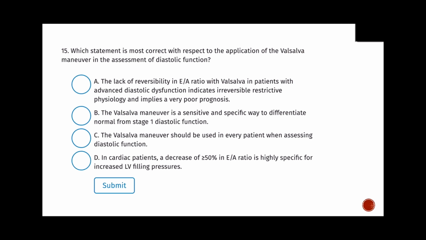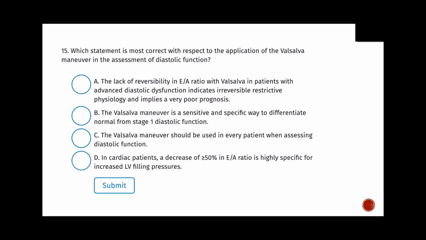So lack of reversibility of E to A with Valsalva in patients with advanced diastolic function indicates irreversible restrictive physiology and poor prognosis. Valsalva maneuver is a sensitive and specific way to differentiate normal from stage 1 diastolic dysfunction. Valsalva maneuver should be used in every patient.